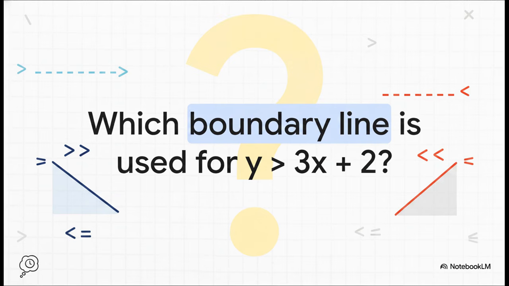Look at the inequality y is strictly greater than 3x plus 2. Based on phase 1, what kind of boundary line should be used here? Hit pause and lock in your answer now.